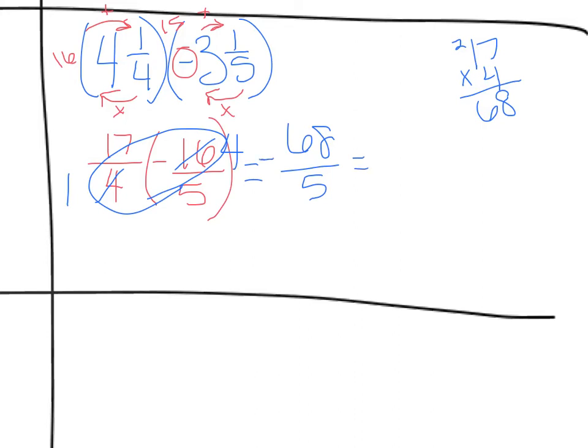And we never want to leave our answer like this. We want to make sure we change it into a mixed number. So 5 will go into 68 13 times, I believe. And there will be 3 as a remainder. And my denominator stays the same. So my answer would be negative 13 3/5.